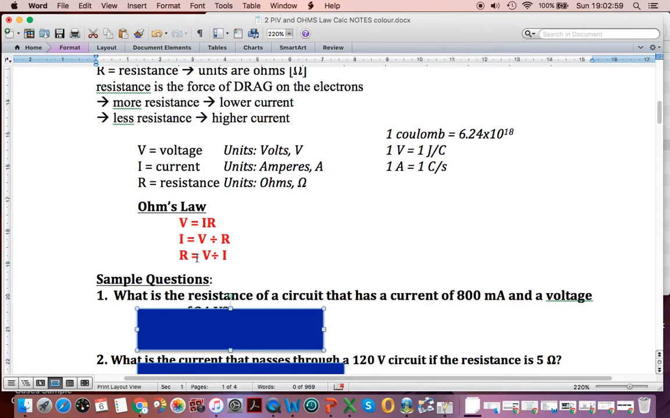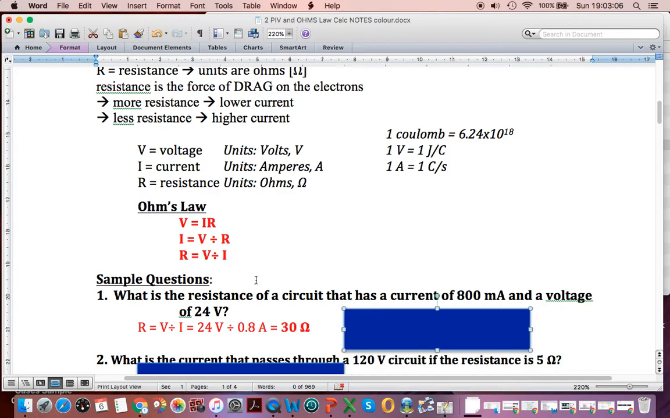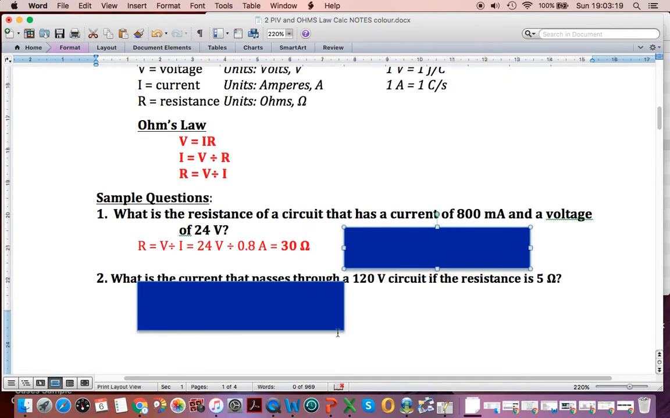So it says, what's the resistance? So we're going to go R equals V divided by I. And then we take our 24 volts and we divide by 0.8 amps. 800 milliamps divided by 1,000 is 0.8 amps. So I have to put a 30, and I also need units. That's why it says ohms.